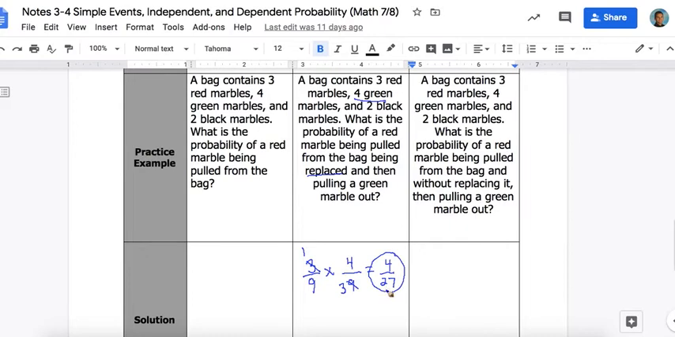Now, if I don't cross simplify, am I still going to get the answer? Absolutely. I would get 12 over 81, but that would be more challenging to simplify. You could, but if we cross simplify, then we don't have to do any simplification here. Okay.